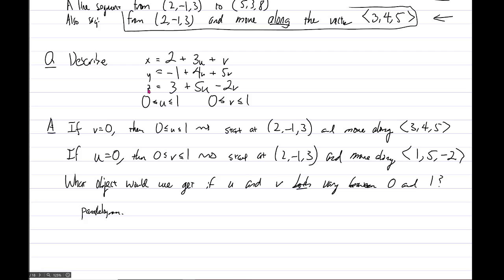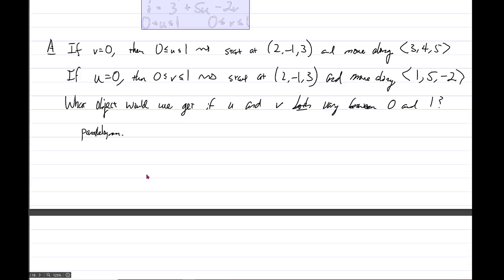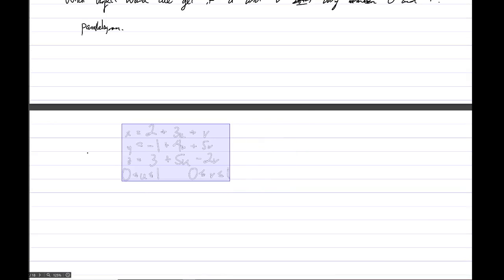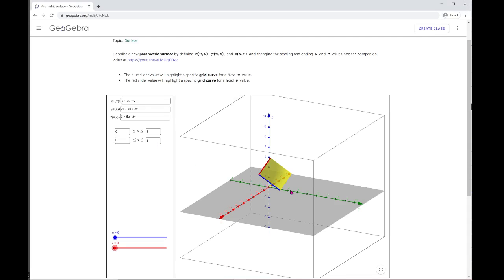Now, let's take this and modify it slightly and talk about what shape we should get. We're going to change it up a little bit by not having u and v have bounds of 0 to 1. That's the only change we're about to make. So, what should we expect if we change u to go from -2 to 2 and v to go from -2 to 2?